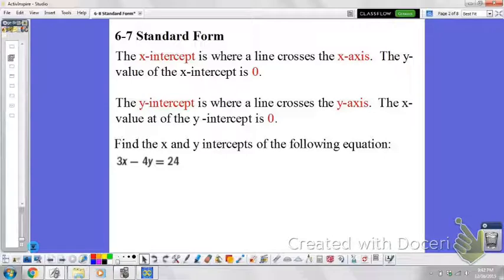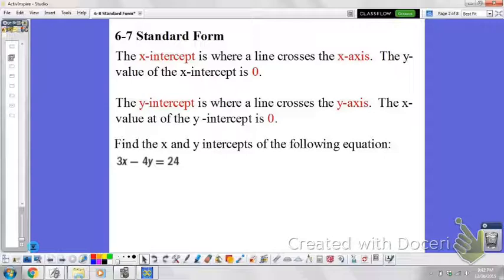Now we know what a y-intercept is. It's where the line crosses the y-axis. We've been dealing with that for quite a while. The x value of the y-intercept is 0. So like we've said before, every single y-intercept has an x value of 0. So with that in mind, we're going to find the x and y intercepts of the equation 3x minus 4y equals 24.